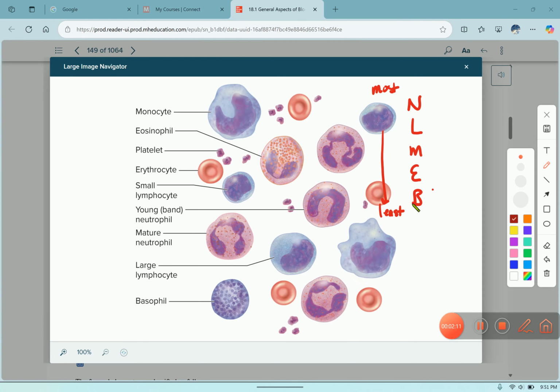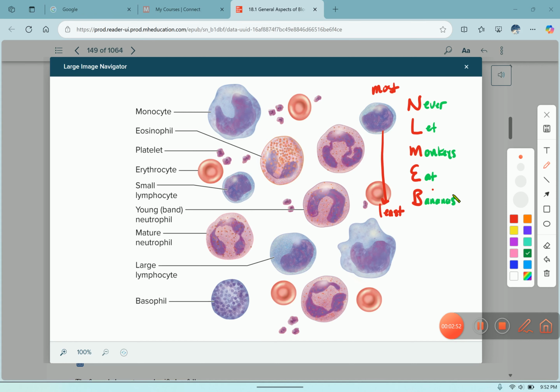to least abundant. Okay, there's a mnemonic that goes with this that would help, and it would be never let monkeys eat bananas. Okay, now if you can remember that, never let monkeys eat bananas, what you're after is the first letter of each white blood cell. So the N, L, M, E, and B. So never let monkeys eat bananas. And that's how you remember them from most abundant to least abundant.